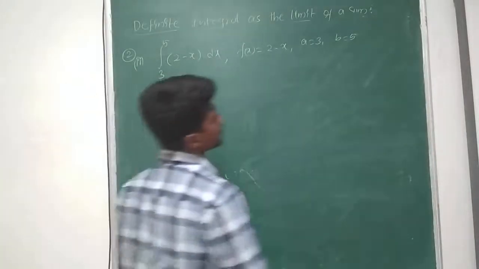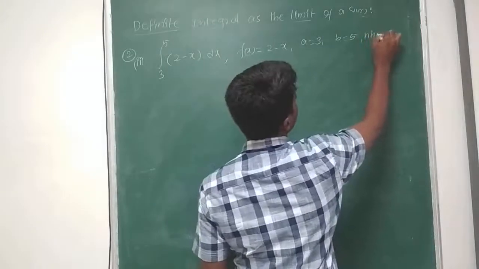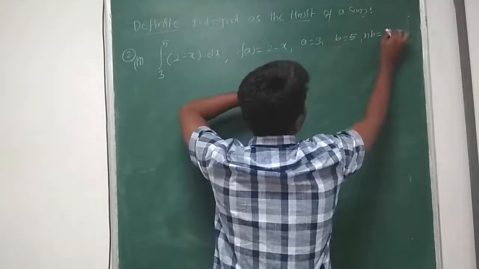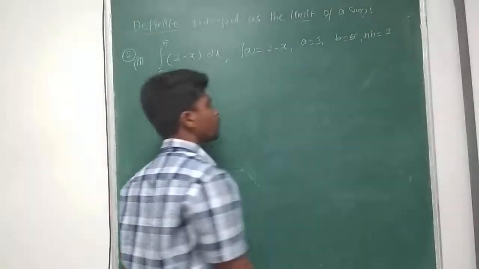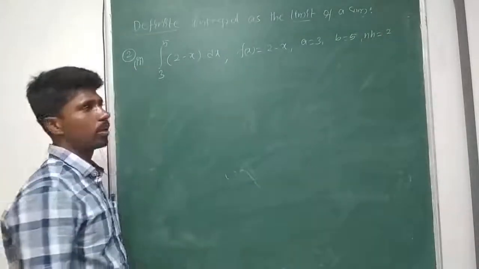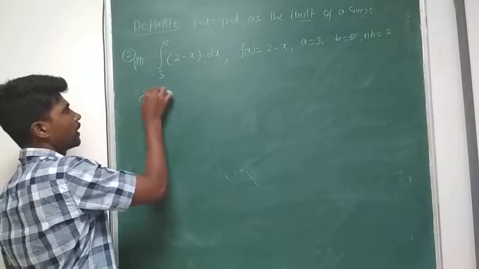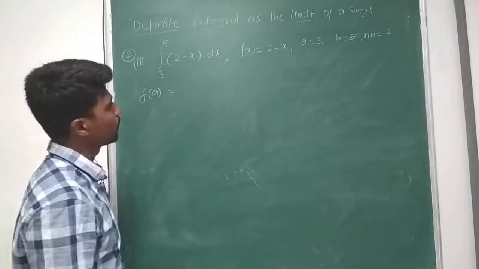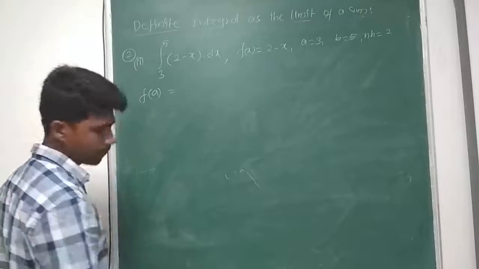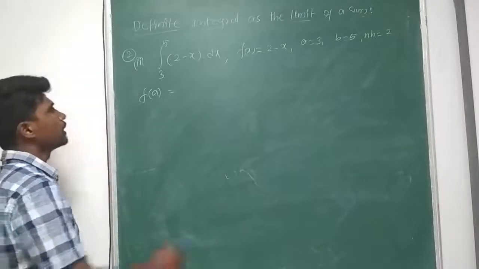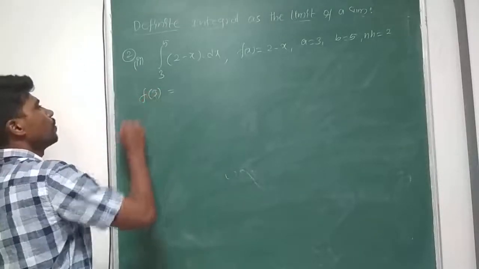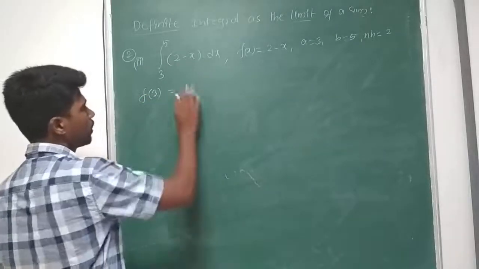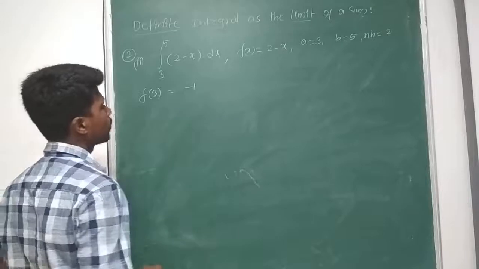And nh is nothing but b minus a. So b value 5 minus 3 is 2. nh is 2. Now find y coordinates, which are nothing but f of a plus h and so on. So f of a, the value of a is 3. So find first f of 3: 2 minus 3, minus 1.